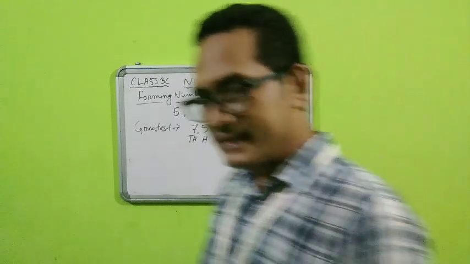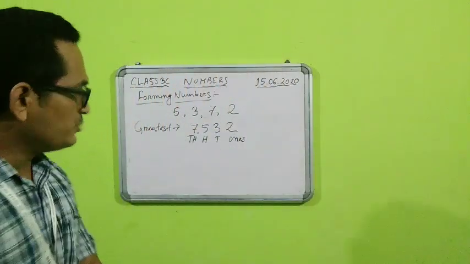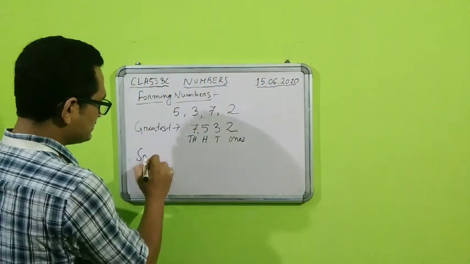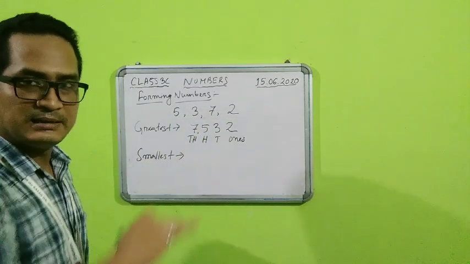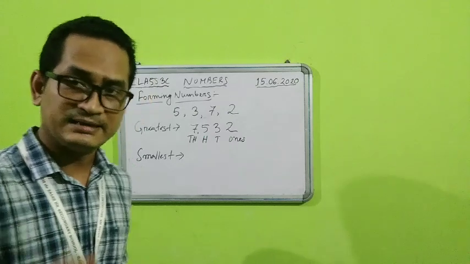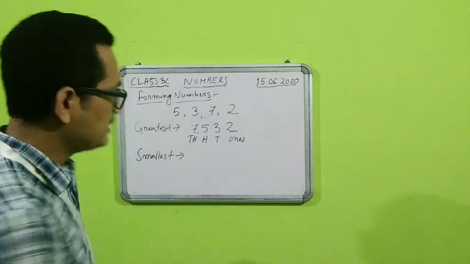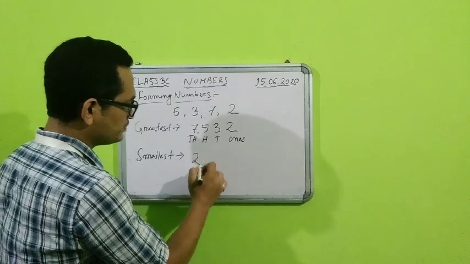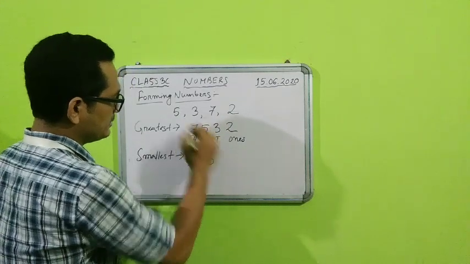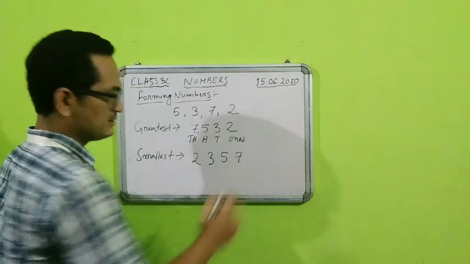Now let us make the smallest number the same way. Now the smallest number, students, is very easy. To make the smallest number, you need to arrange these digits in ascending order. Ascending means smallest to largest. Now out of these 4 digits, which one is the smallest digit? Obviously it will be the 2. Then after that 3 will come. Then 5 will come, and finally 7 will come.